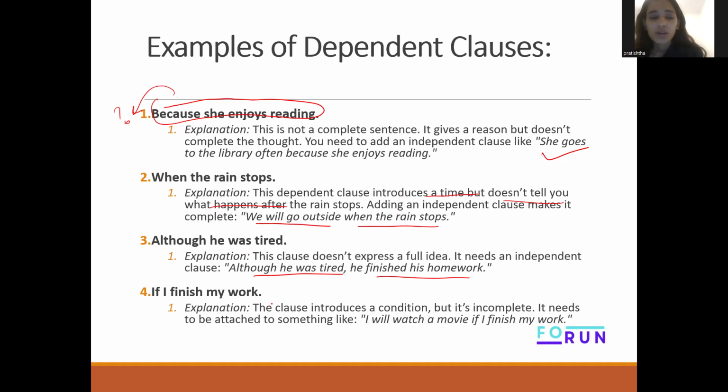If I finish my work. So the clause introduces a condition, but it's incomplete, right? Condition is if this happens, then that happens, some sort of condition. It needs to be attached to something like, I will watch a movie if I finish my work. So if I finish my work, I'm going to watch a movie.